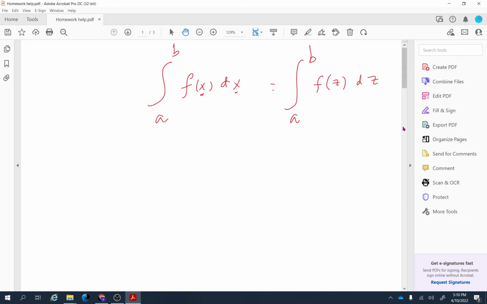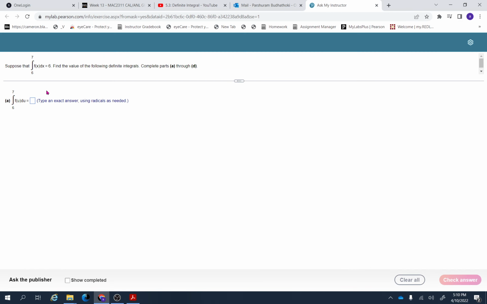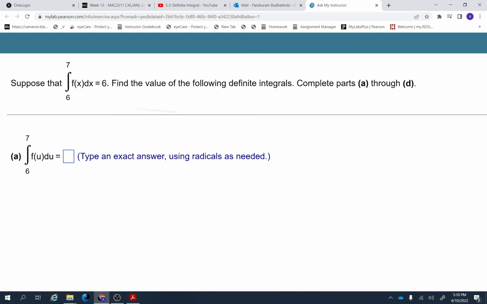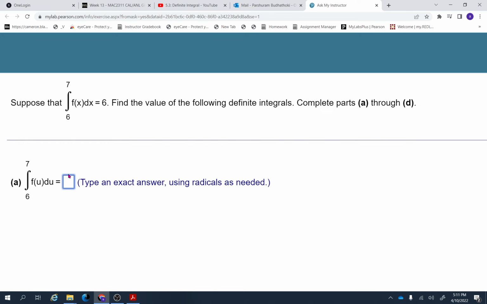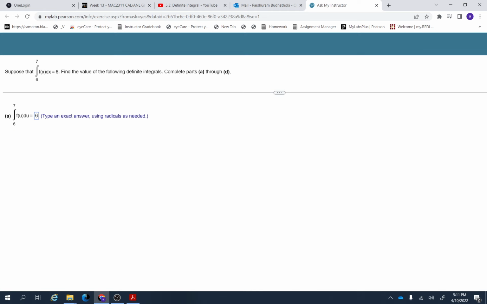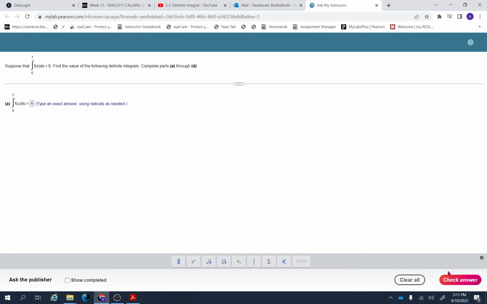Okay, so after knowing this property, let's go back and look at the problem here. We would like to find the integration of f from 6 to 7, and we are given the integration of f from 6 to 7. So this x here, you can see, is replaced by u. It doesn't matter, that will give you the same answer. Either you say x or u, that will be the same thing. So the answer for this problem is just a property of integration.